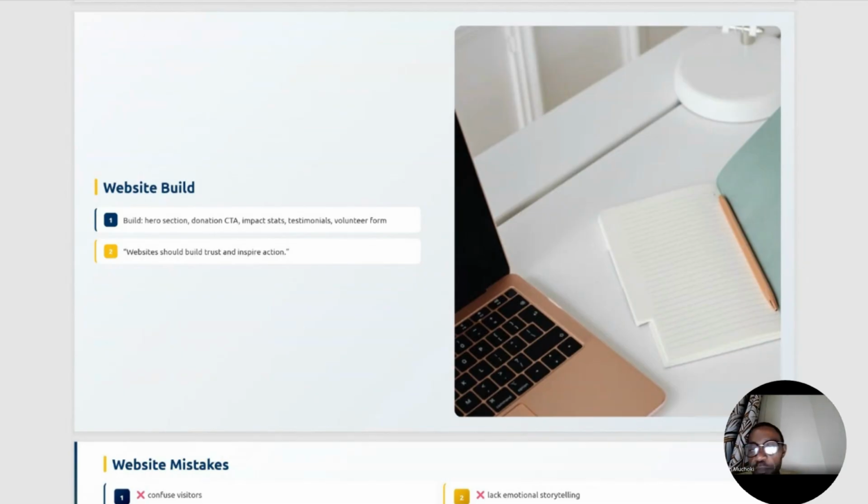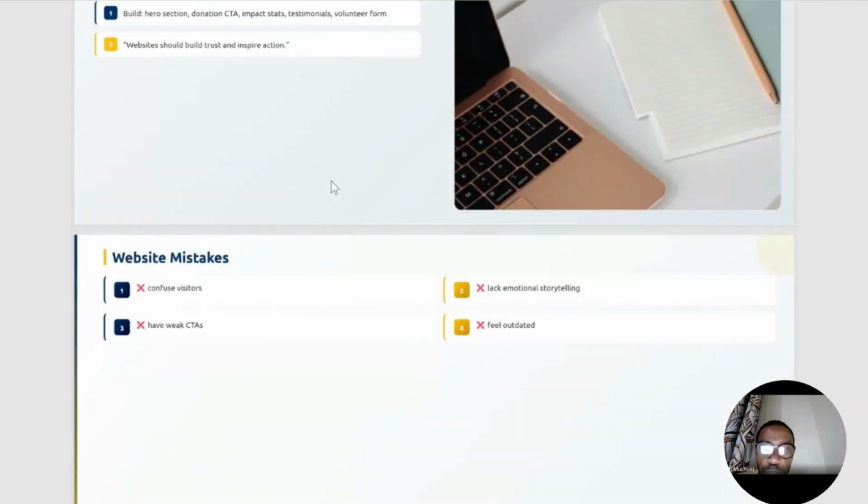It could be a landing page, it could be the homepage of a website or any other page, about us, whatever. But all web pages have an anatomy. There is the hero section, which could highlight the problem you're solving, and then the next section is how you solve it, and then case study, testimonial, impact stats, whatever, a volunteer form at the bottom, and that's about it. So you want to inspire people to take action and build trust.